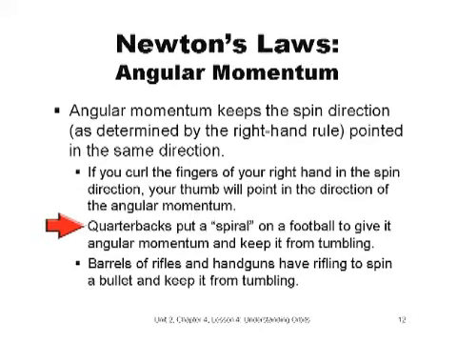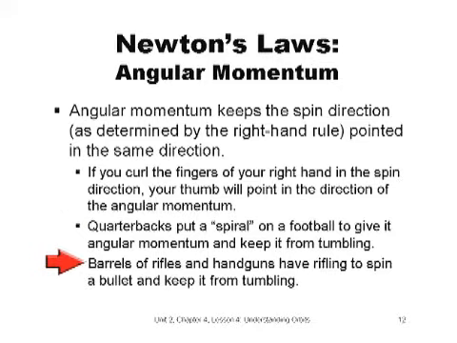A quarterback and a football are a great example. The quarterback puts a spin on the football, causing it to spiral as it flies to the receiver. This spin helps stabilize the football so it does not tumble in flight. So if you curl the fingers of your right hand in the direction that the football is spinning, you know the direction of angular momentum.